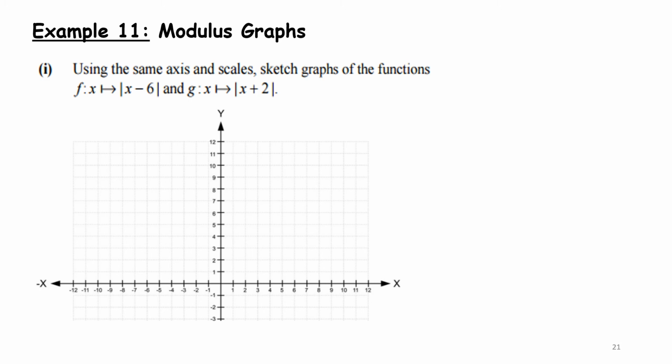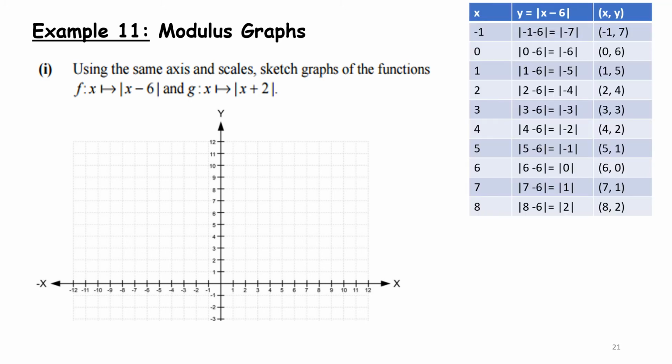We're asked, using the same axes and scales, sketch the graphs of the function f(x) and g(x). Now, although it says sketch, I'm going to draw these out accurately for practice. So in order to do that, I'll suggest that we use our functions table. So let's start with f(x). Here's what my table would look like. I have values for x. I then use my formula, which is the absolute value of x - 6. That will give me my y coordinate, and I create a point. Plotting these points, we end up with something that looks like this.